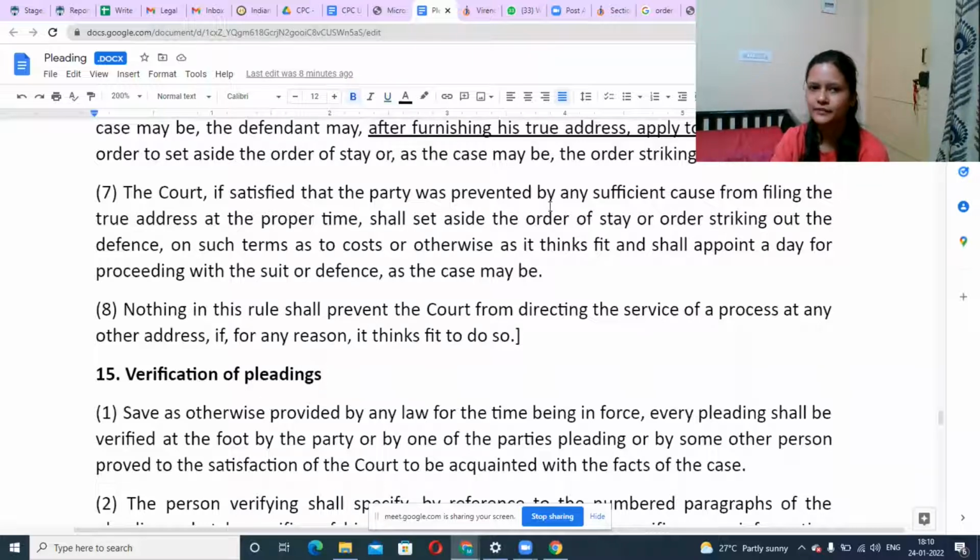If the court is satisfied that the party was prevented by any sufficient cause from filing the true address at the proper time, it will set aside that stay order or the order of striking out the defenses on such terms as it thinks fit, and shall appoint a day for proceeding with the suit or defense as the case may be. So the court may allow it if there is a valid reason to believe that the party was genuinely having issues in proceeding with it.